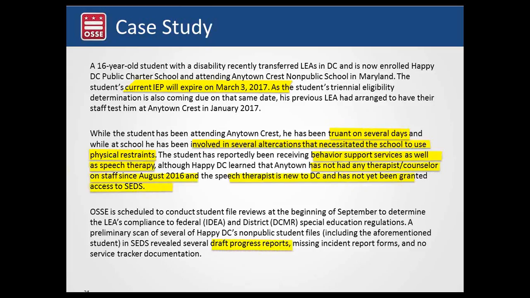When we're on site visiting non-public schools, we frequently learn that providers do not have access to SEDS, or that the non-public SEDS POC is not able to create new accounts or doesn't know how to create new accounts. So we want to ensure that the non-public and the LEA know how to set up new accounts so that providers can log their services in SEDS.